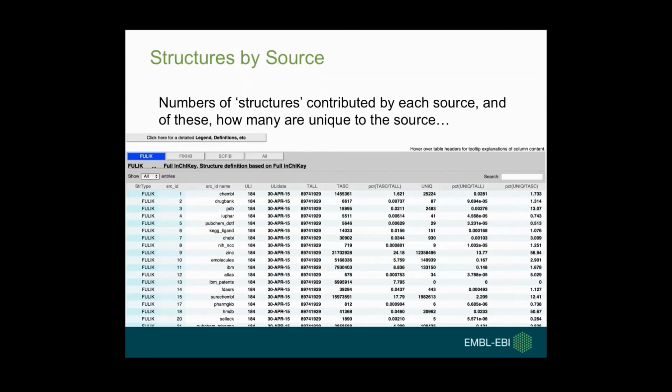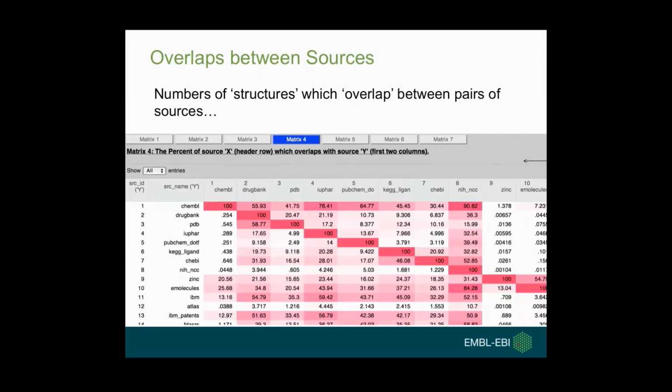So there's essentially 2 pages which show these uniques and overlaps on the basis of those structural definitions that I just described. This is the structures by source, which gives the unique numbers for each source. I'm not going to go through it, but you're welcome to browse the data, of course, on the website. There's a detailed table legend which will give you far more information. I hope it's fairly self-explanatory.